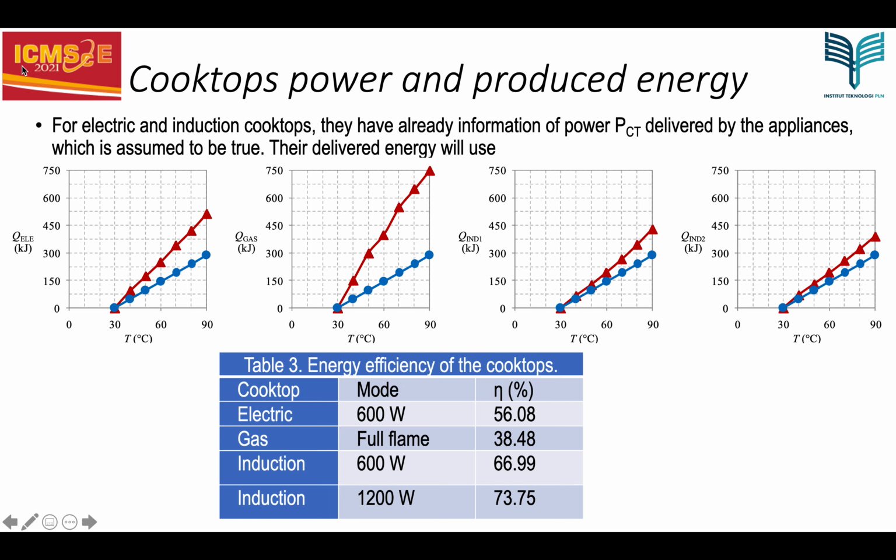Cooktop power and produced energy. For electric and induction cooktops, they already have information on power delivery by the appliance, which is assumed to be true. The delivered energy varies. From the figure, we can get the energy efficiency for every cooktop and model used in this work, as given in table 3.